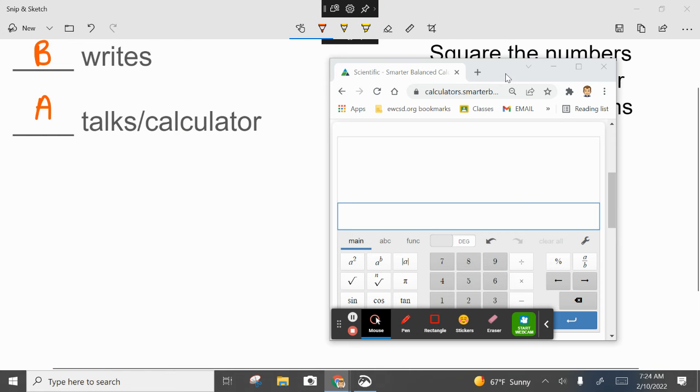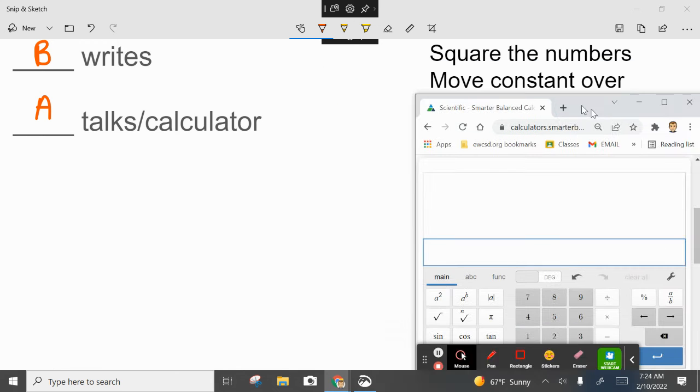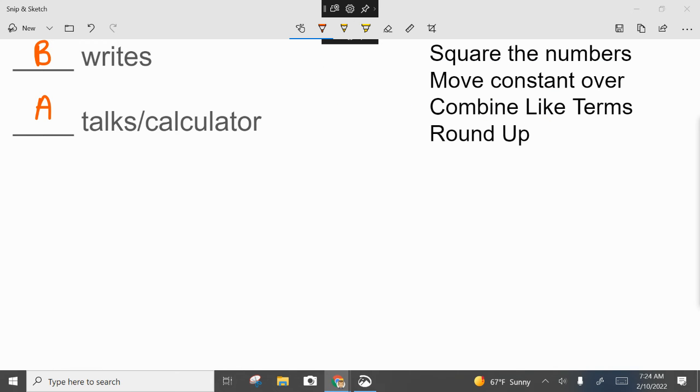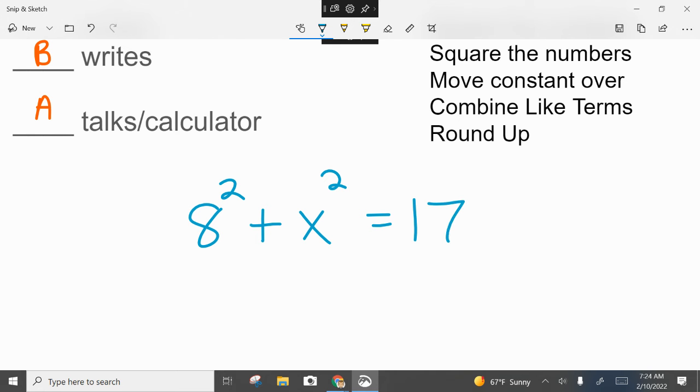Now, let's go ahead and talk about, I'm going to keep this calculator here. It'll come back and forth, but I want you guys working. So A, get that calculator in front of you and you're going to talk it out. First problem. Let's start you guys off pretty easy. Let's just go 8 squared plus x squared equals 17 squared. B, you're writing this down. Go ahead and write it down on your whiteboard and look at your partner and say, what do I do?